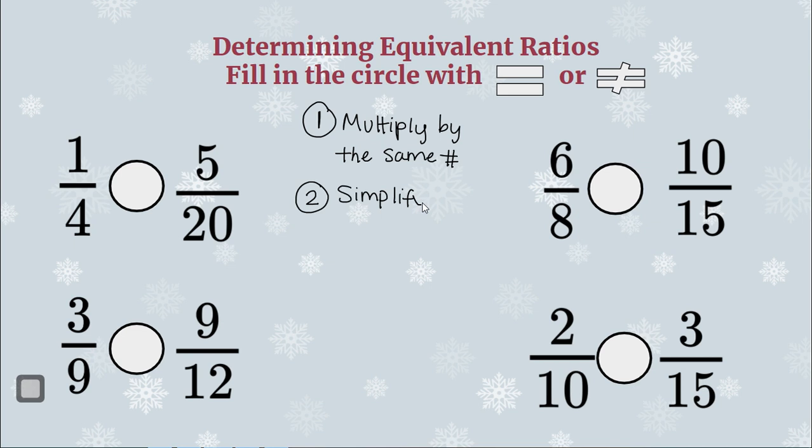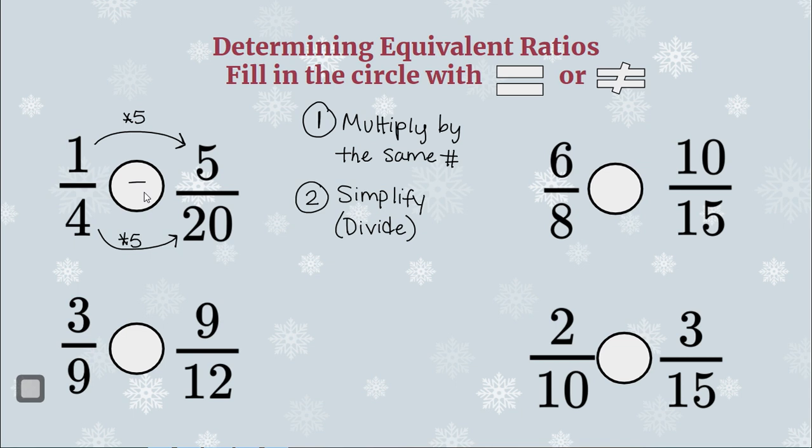Now, the second way we can identify equivalent ratios is to simplify. When we're simplifying, we are trying to divide by the same thing on the top and the same thing on the bottom in order to reduce that ratio. So let's look at this first example. I like to try option one first. If I'm trying to determine if these two are equivalent, I want to check what's a way that I could multiply from 1 to get to 5. 1 times 5 is 5. So if I can easily see a way to multiply from 1 to 5, then I'm going to use option 1. If I'm multiplying by 5 on the top, I should be multiplying by 5 on the bottom. What is 4 times 5? It is 20. Do you think these two ratios are equivalent? Yes, they are. So we're going to put an equal sign in that circle.